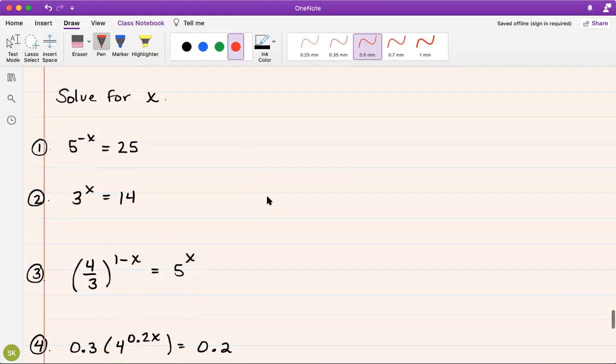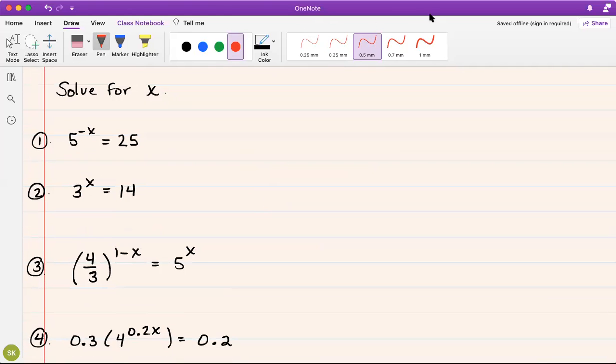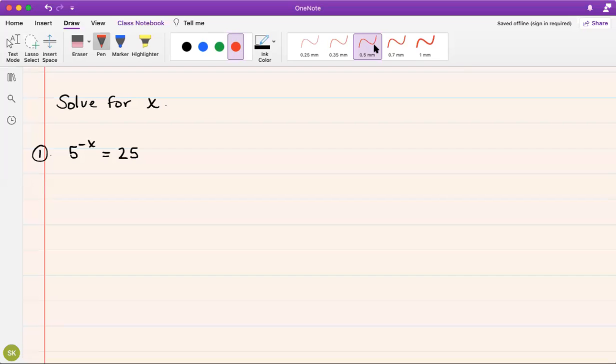Okay, let's work on these. So give me just a minute to put some space in between them. Okay, so here is our first problem. 5 to the negative x is equal to 25. Now we've done this type of problem, so this should be a real review for you. Remember, if we have a to the m is equal to a to the n, then we say that m is equal to n.